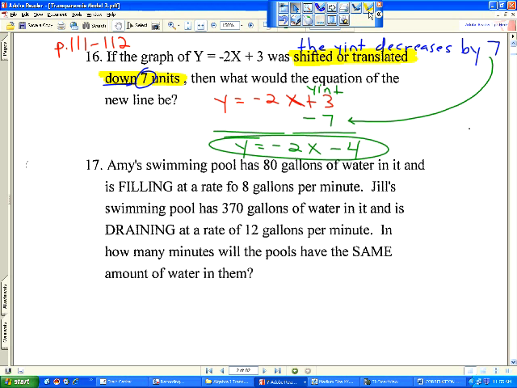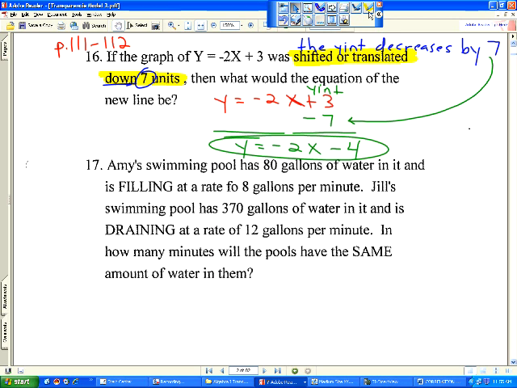Any questions on number 16? Parameter changes. Yes, sir. Minus a negative is a positive. If you put plus a negative, that's okay. But minus a negative is a positive. Any questions so far?